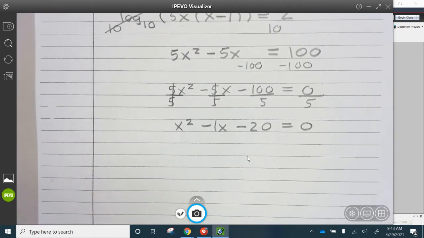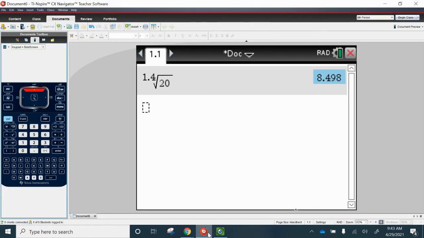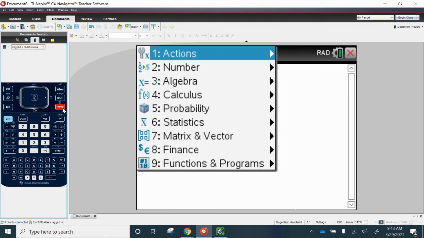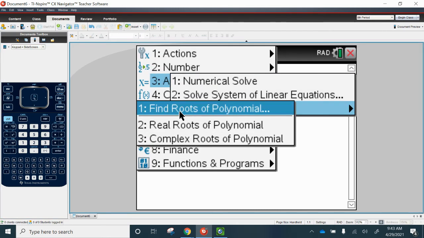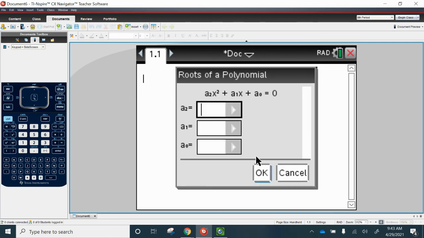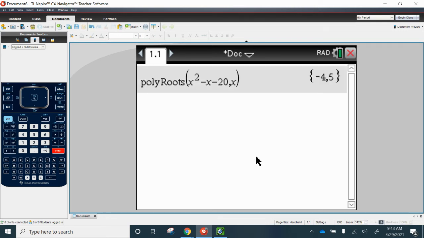Now, I've shown you how to factor, but I want to show you how you can use your calculator to find those roots again. So menu, algebra, polynomial tools, find roots of polynomial. The degree is 2. We have 1, -1, and -20. Press enter. And your answers are x equals -4 and x equals 5.